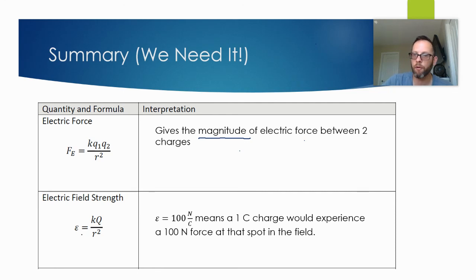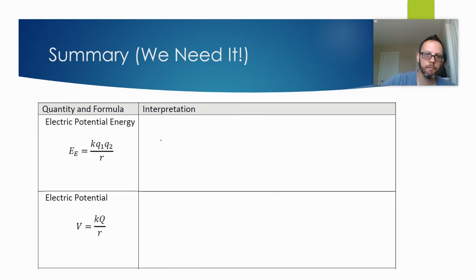The units were newtons per coulomb. And a specific example, if you were given a field strength of 100 newtons per coulomb, it means if you put a 1 coulomb charge there, it would experience a 100 Newton force at that spot.